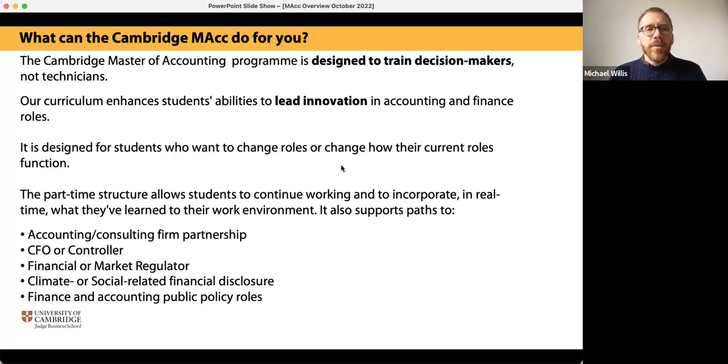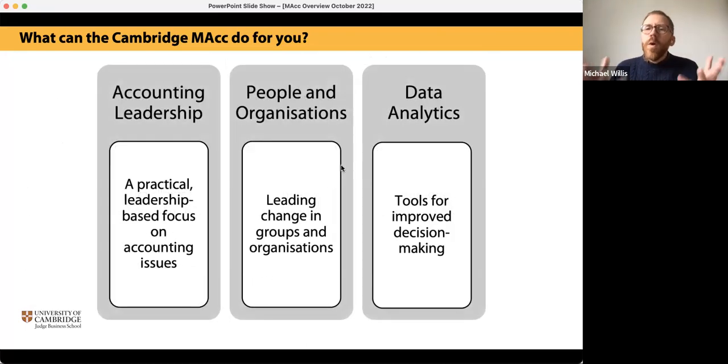So next, I'd like to give you an overview of what we do. What do we study? What do we teach about? What's the curriculum and how do we deliver on this promise to train leaders and innovators in accounting?